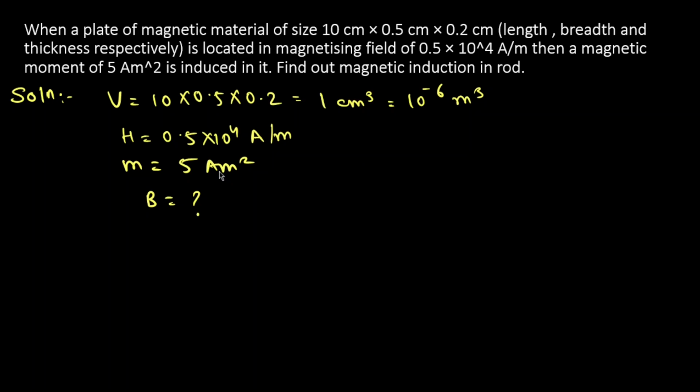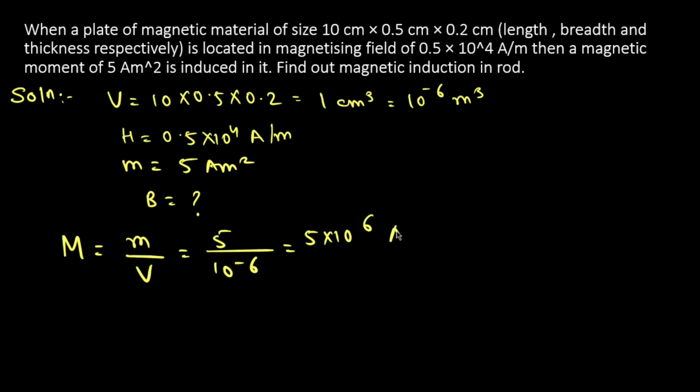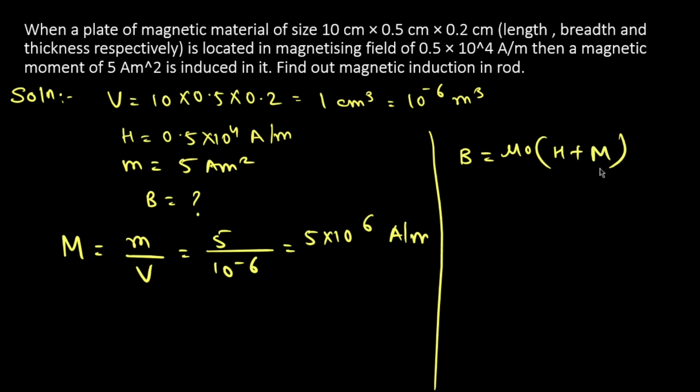So let's first of all calculate the magnetization M. Magnetization is given to us as magnetic moment per unit volume, which is 5 divided by 10 raised to minus 6, which comes out to be 5 into 10 raised to 6 ampere per meter. The magnetic field B is equal to mu naught times H plus M, which is equal to 4 pi into 10 raised to minus 7 into H, which is 0.5 into 10 raised to 4 plus M, that is 5 into 10 raised to 6.